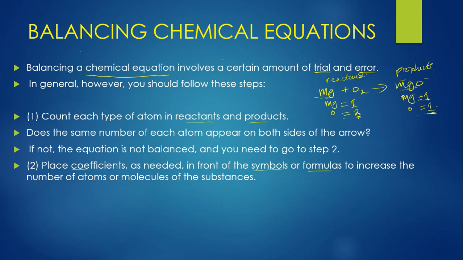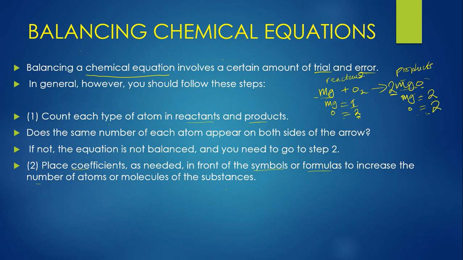So what can you do? We need to place the coefficient in front of the symbols of formula. Since this side oxygen is 2, how can I make the oxygen this side to be 2? So I'm going to place 2 in front, in front of the symbols of formula. That's what step 2 is saying. So as you have seen here, when I place this 2 in front of magnesium oxide, magnesium on your product will increase by 1, will increase to 2, sorry, it will be 2. Even oxygen, it was 1, but it will be 2 like that.